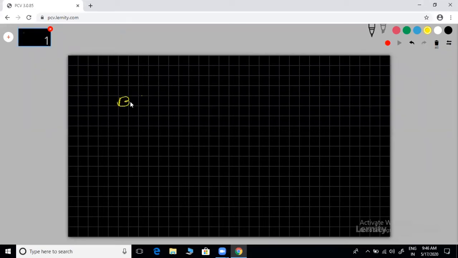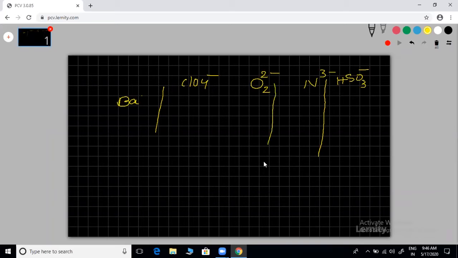Take barium with respect to this. ClO4 minus. O2 2 minus. N3 minus. SO3. HSO3 minus. So these are different. Try. Write with only Ba.